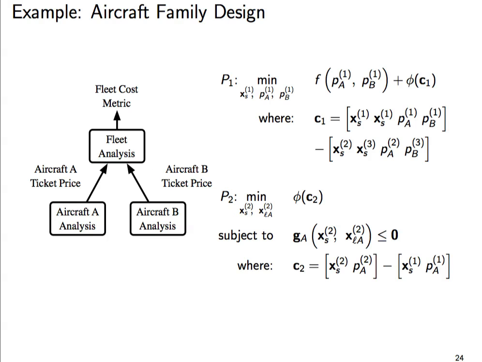The top-level design problem involves a cost analysis for a fleet consisting of these two different types of aircraft. Subproblem 1 is this top-level design problem. Subproblem 2 is the design problem for aircraft A, and subproblem 3 is the design problem for aircraft B. The subproblem for aircraft B is not shown since its formulation is very similar to subproblem 2.